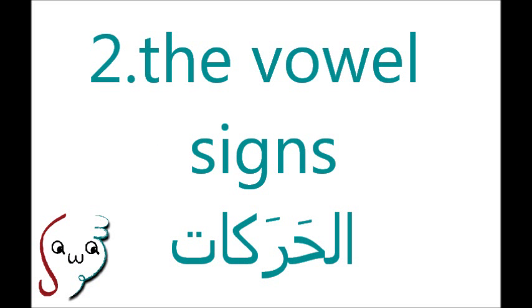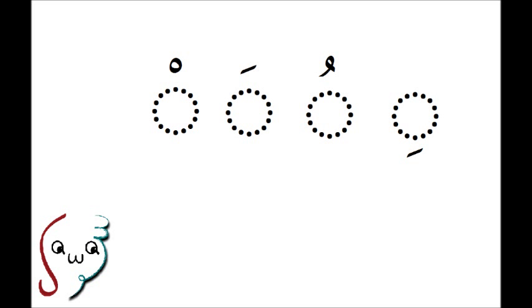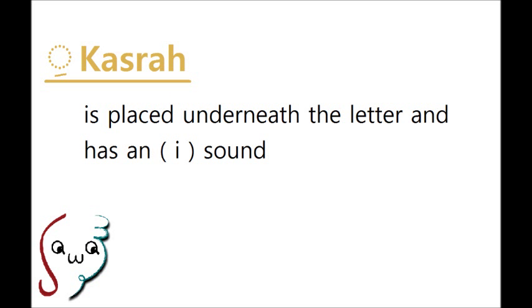It's called in Arabic al-harakat, or sometimes it's called tashkil, but I think harakat is a better word. I don't know, it doesn't really matter. So the vowel signs now. There are 4 vowel signs: kasra, dhamma, fatha, sukun. Okay, number 1, we're gonna learn kasra. Kasra is placed underneath the letter and has an E sound.